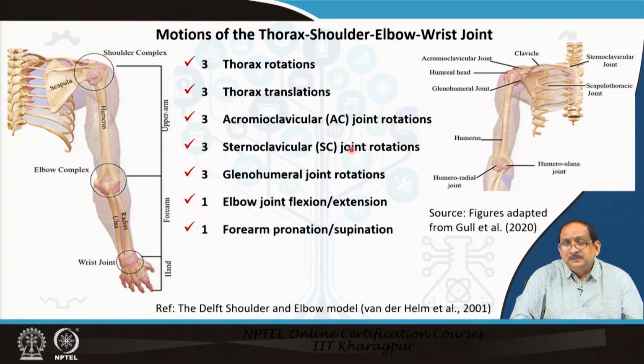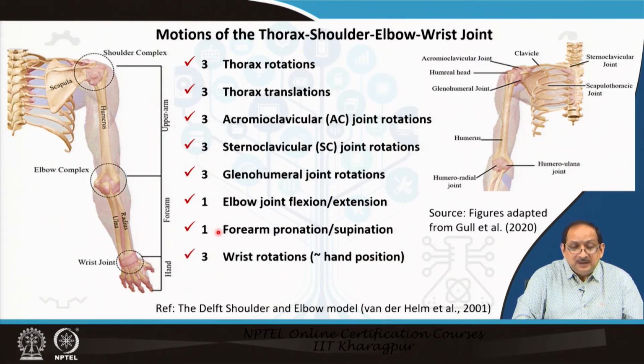The elbow joint actually offers 2 motions. One is the flexion extension, the other is the pronation supination. So, we have 2 motions offered by the elbow joint. The last is the wrist joint, which offers 3 wrist rotations corresponding to 3 hand positions.